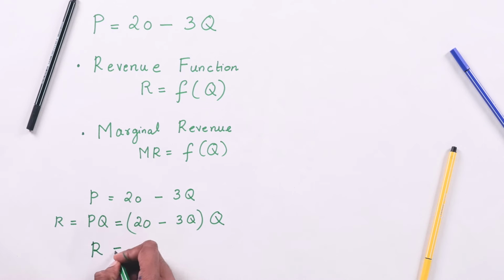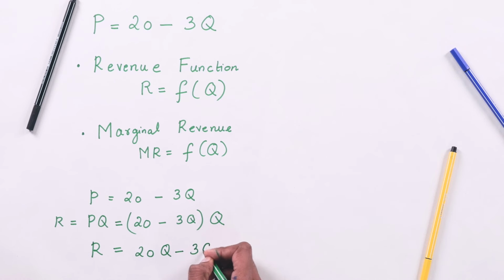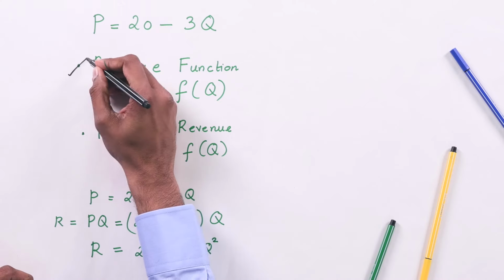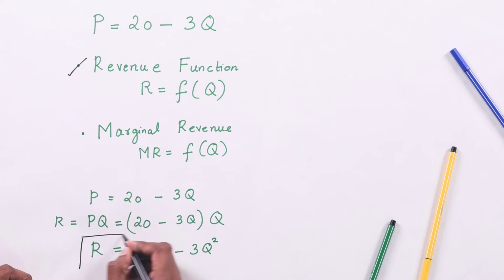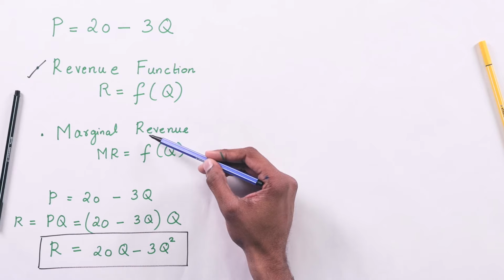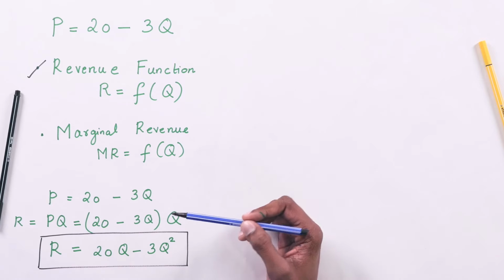You have revenue is equal to 20 times Q minus 3 times Q square, and now this gives our revenue function. This is a quadratic equation in Q. We have just derived our revenue function. Our next task is to derive the marginal revenue.